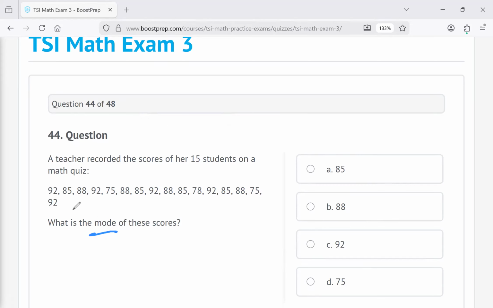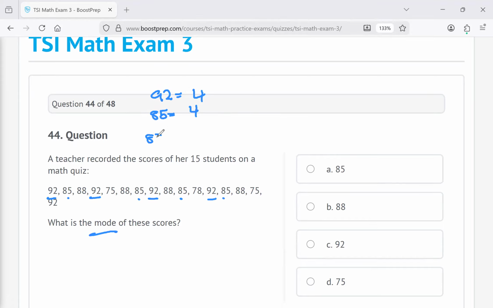Okay, I'm just gonna look at it. Let's look at 92. How many times does 92 occur? It's one, two, three, four, four. Okay, what about 85? Does that even occur often? Let's see. One, two, three, four, four.